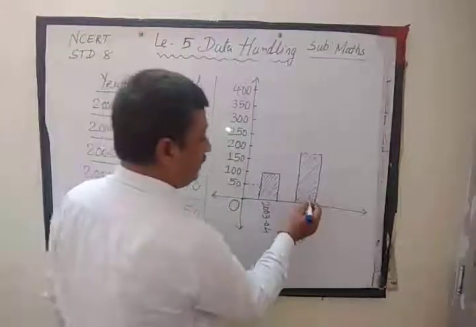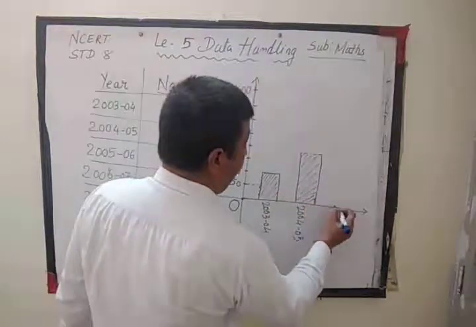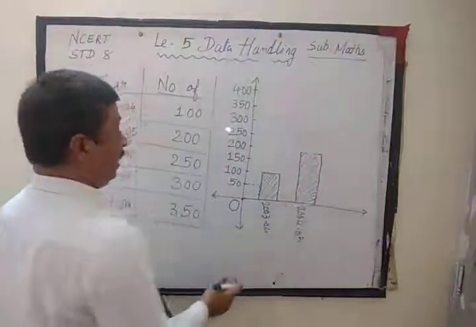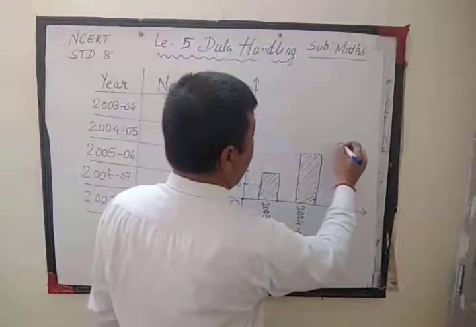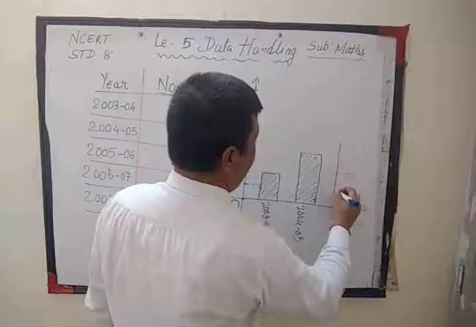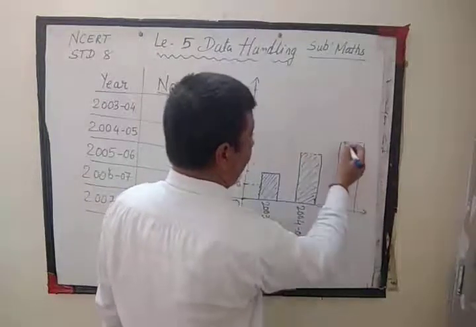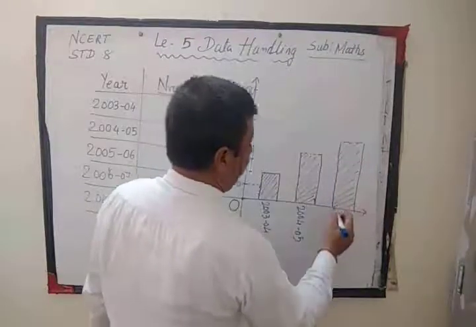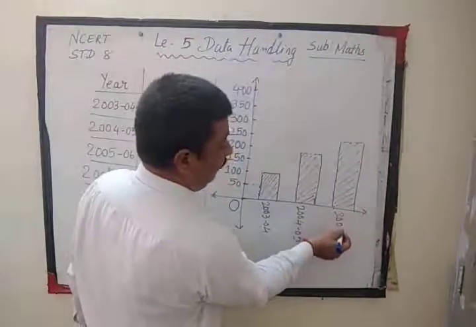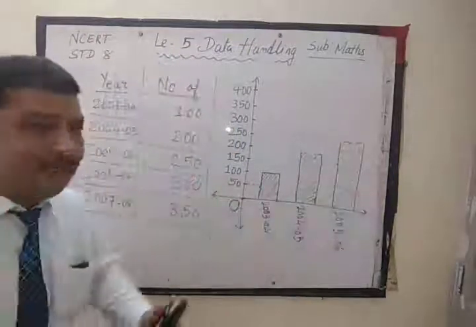Similarly, taking a distance of one difference between these two bars, again we are drawing a bar for 250. So 250 is something like here. Again with the same equal distance, and the width of the bar is also the same. 1 centimeter box we are taking. 2005-6.